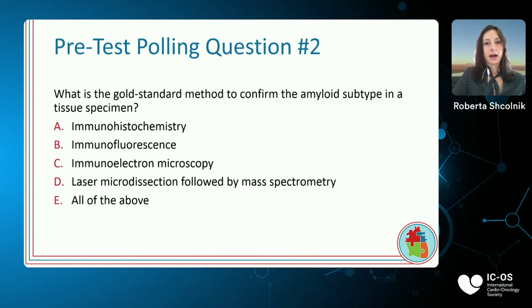So we have question number 2. What is the gold standard method to confirm the amyloid subtype in a tissue specimen? Immunohistochemistry, immunofluorescence, immunoelectron microscopy, laser microdissection followed by mass spectrometry, or all of the above. I'll give the audience some seconds to make the correct answer.